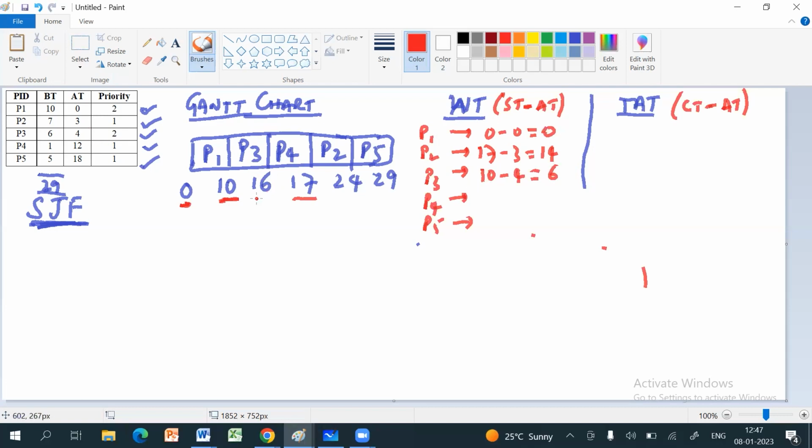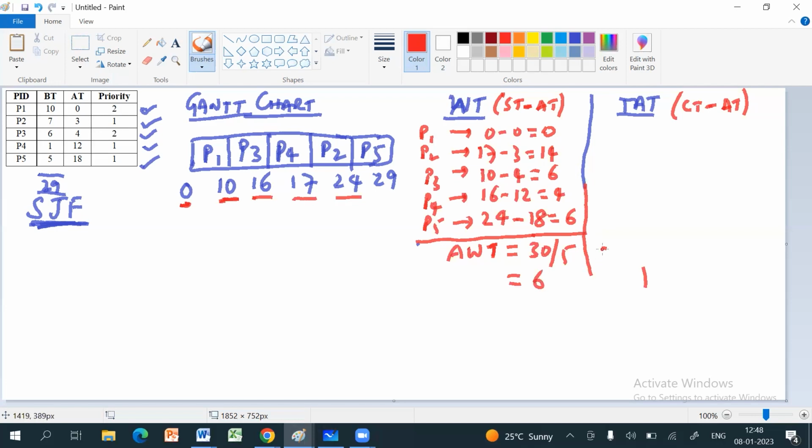And then P4 has started at 16. That comes up to 16 minus the arrival time, which is 12, which is 4. Right. Then followed by P5 started at 24. So that comes up to 24 minus its arrival time, which is 6. Now we can compute the average wait time, which is the sum of all these values divided by 5 processes. So that would be 0 plus 14 plus 6 plus 4 plus 6 divided by 5. So that comes up to 20 plus 10, 30 by 5, which is equal to 6.